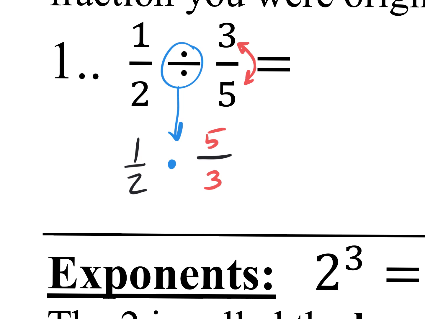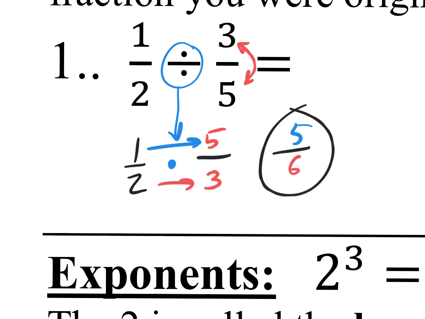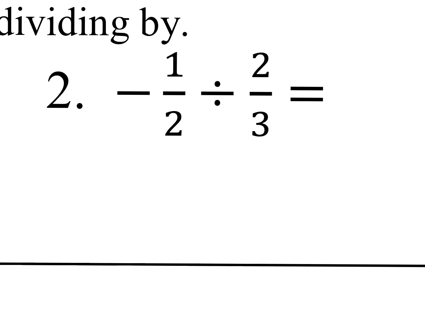And now we could get the answer. What's the answer going to be right there? 5/6. Excellent. 1 times 5 is 5. 2 times 3 is 6. Can't reduce it. There's your answer, 5/6. Moving on to number 2.